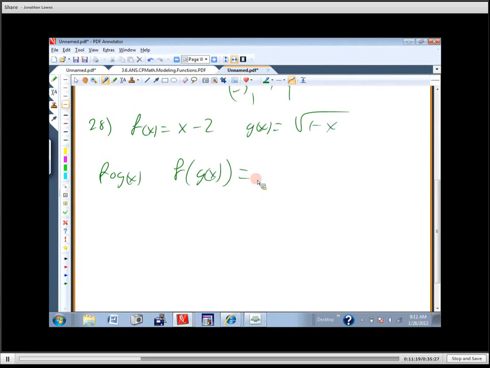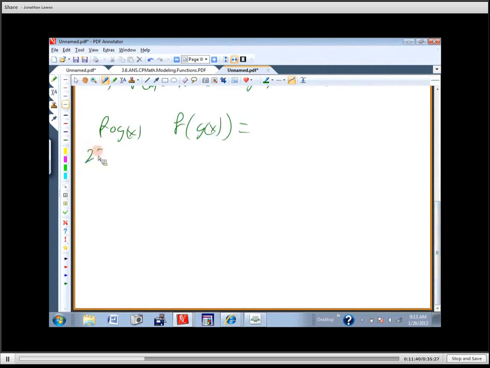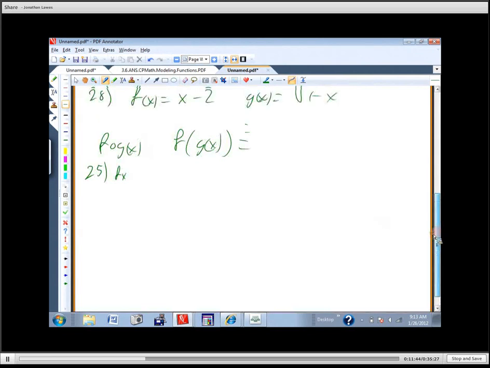So what gets plugged into what? I don't think we did that problem. You didn't do 28? No. Did you do 24? 25. That's weird, I have that marked. Okay. All right, let's look at 25 then. Okay, so here's 25. F of x, I'm just going to erase this.